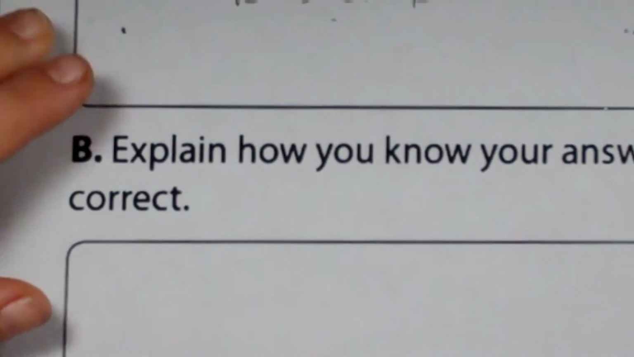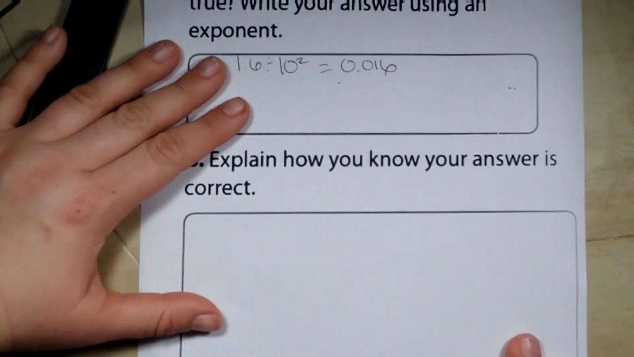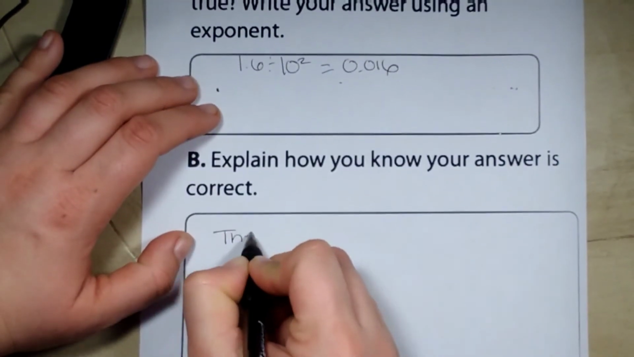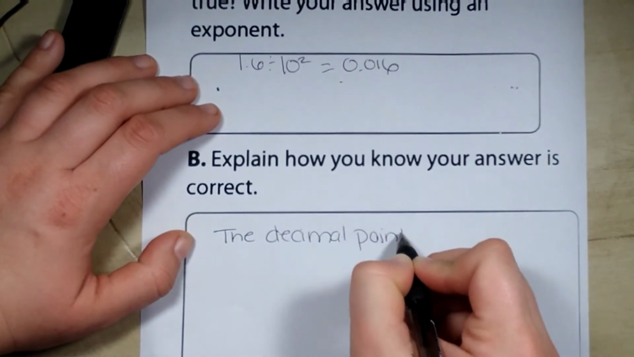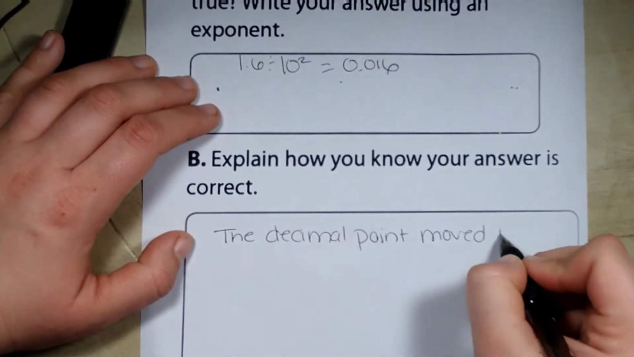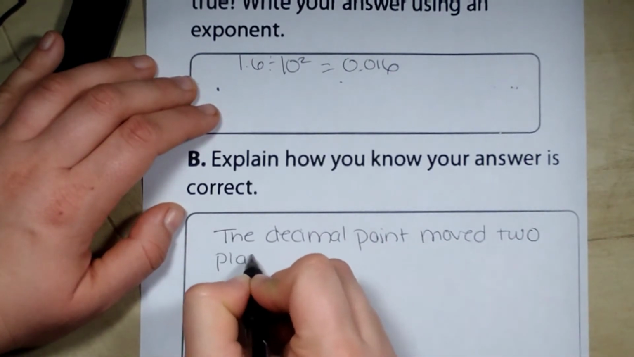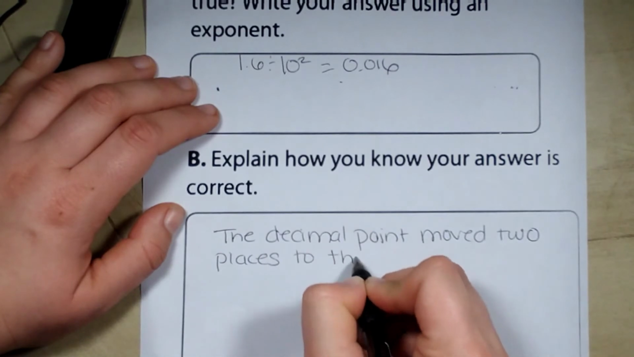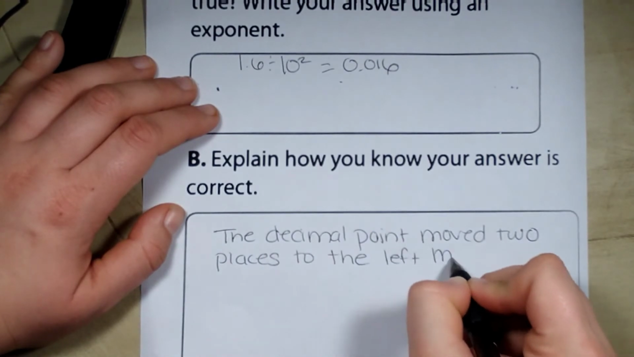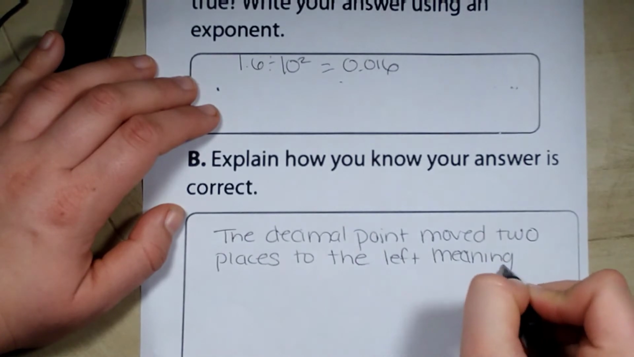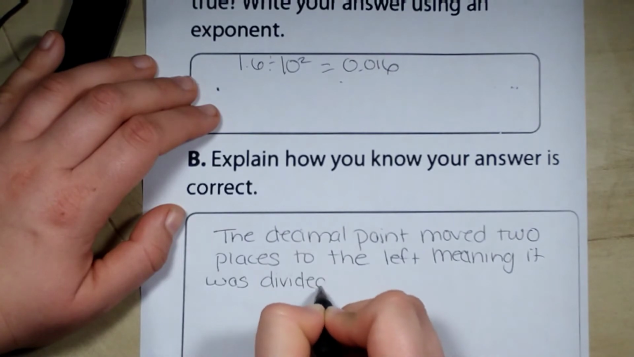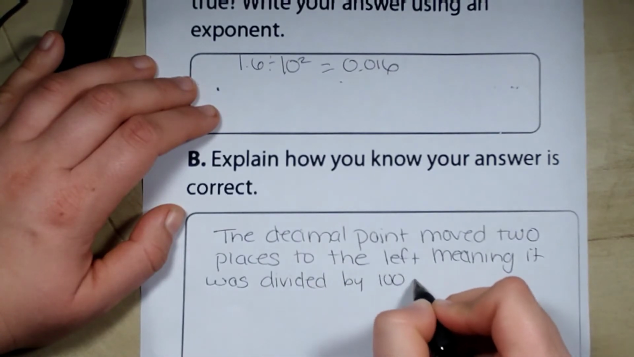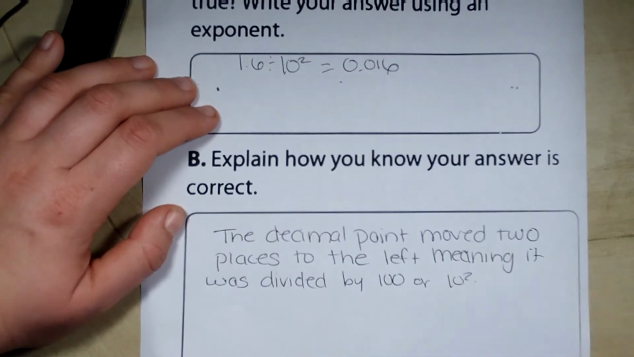How do I know my answer is correct? I'm going to zoom out just a tad. How do I know my answer is correct? Because the decimal point moved 2 places to the left, meaning it was divided by 100. Or 10 to the second.